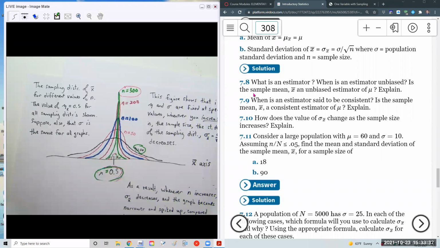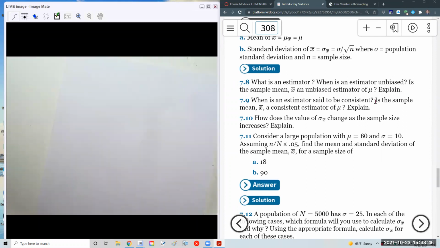Okay, 7.8. What is an estimator? When is an estimator unbiased? And is the sample mean x bar an unbiased estimator of mu? Okay, so the first question, what is an estimator? An estimator is just a sample statistic, like x bar, that is used to estimate a population parameter.